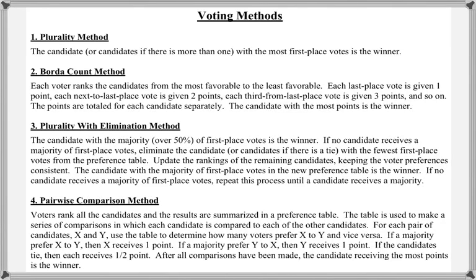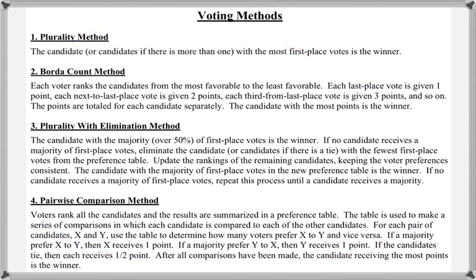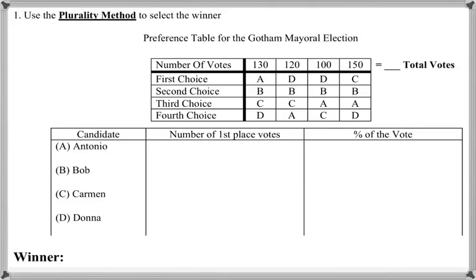This chapter is on voting methods, and we have 4 different voting methods that we're going to be looking at. And the first one is called the plurality method. And this says that the candidate, or candidates if there is more than one, with the most first place votes is the winner. So for number 1, we are selecting the winner using the plurality method.